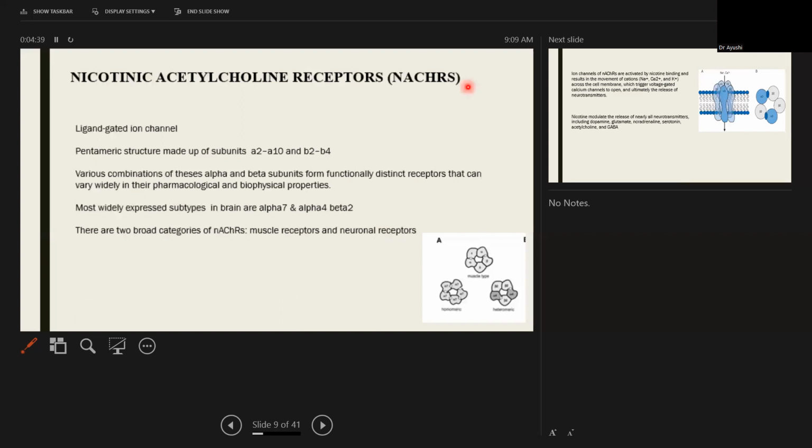The nicotinic acetylcholine receptors are ligand-gated ion channels. These are pentameric structures, and they are of two types: muscle receptors and neuronal receptors. The muscle receptors are made up of alpha, beta, gamma, delta, and epsilon subunits, and the neuronal receptors are made up of alpha and beta subunits, mostly alpha 2 to alpha 10 and beta 2 to beta 4 subunits. Various combinations of these subunits make distinct receptors that vary widely in their pharmacological and biophysical properties. The most widely distributed receptors in the brain are alpha 7 and alpha 4 beta 2 receptors.